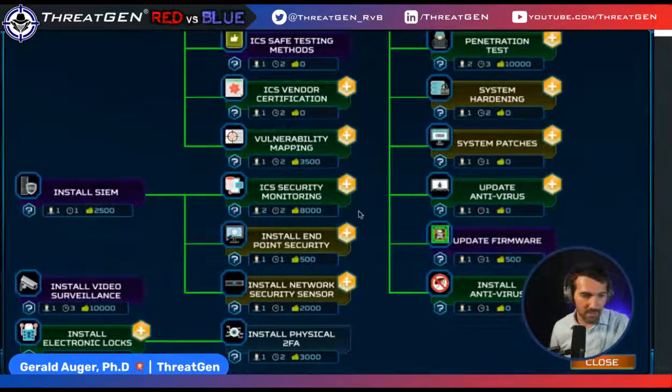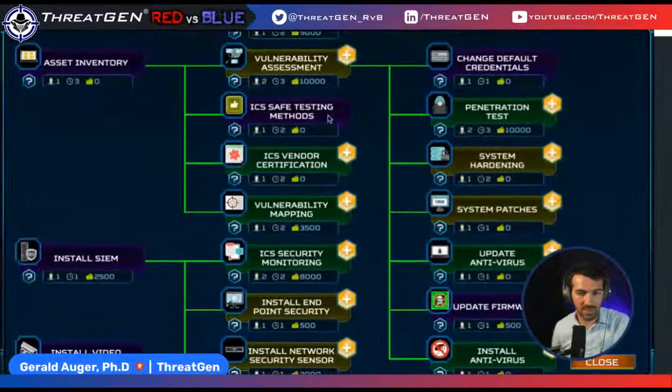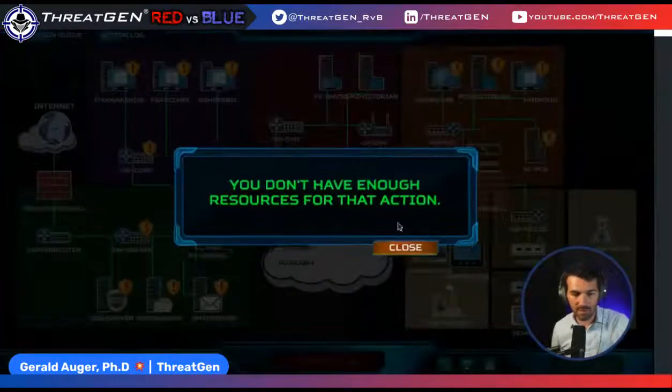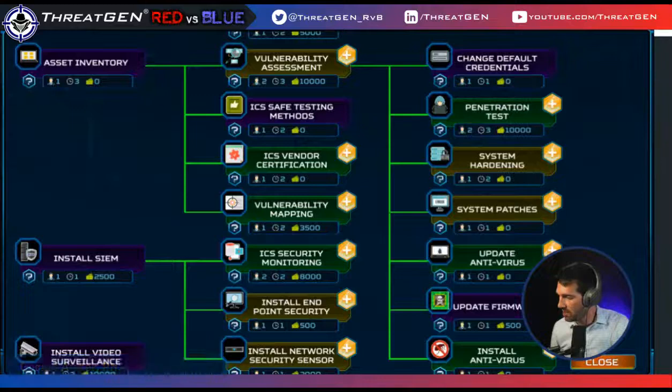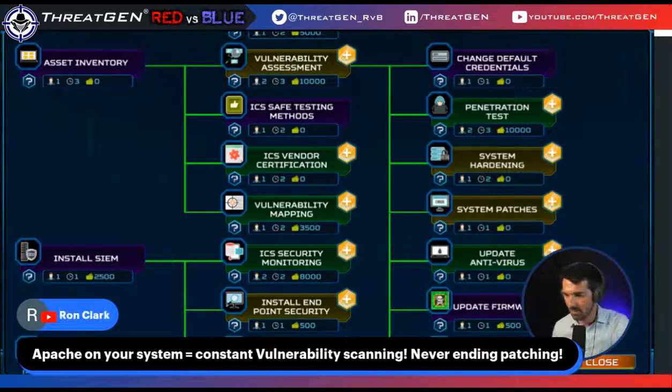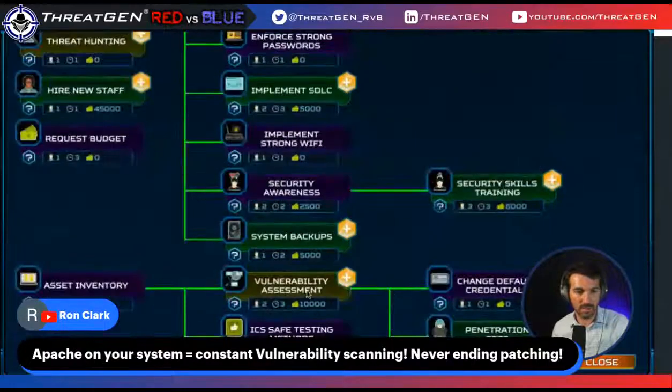Okay, guys, I'm going to do ICS vendor certification. No, I'm not. ICS safe testing. And then I'm going to do vulnerability assessment, which we've already done. Yes, exactly. Apache on your system. Constant vuln scans. Okay, so let's do... We asked for budget. Where's our money? I want our money.